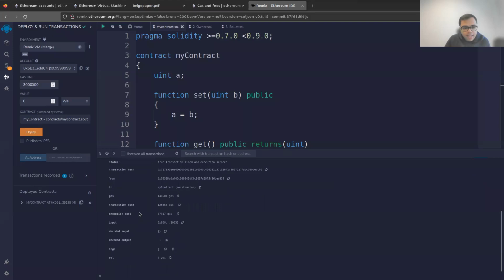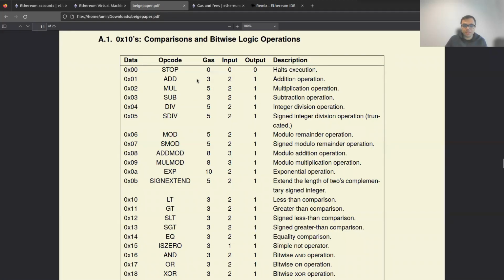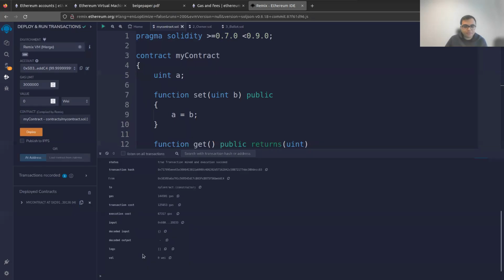And this is actually divided in two parts. There's a transaction cost and there's an execution cost. You don't really need to get into the details of these, but basically every transaction, just creating a transaction, has a particular gas cost. And then you have to pay based on the size of your transaction. And then the execution cost is actually the gas cost that we care about more, which is the cost of running your code.